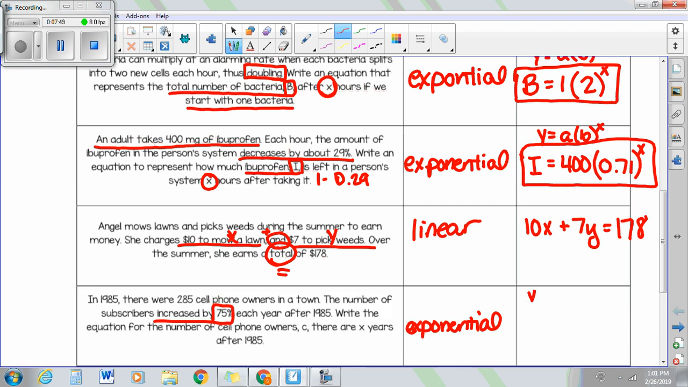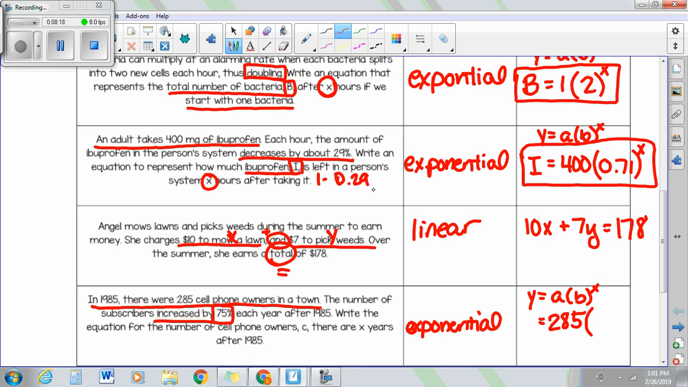So I know I'm going to start with y equals a times b to the x. A is my starting amount, and so I'm looking for how many cell phone owners did we start with. And we're starting in 1985 in this story, and we're starting with 285 cell phone owners. B is my base, but this one doesn't tell me the base. It tells me the rate. It tells me we're increasing by 75% each year.